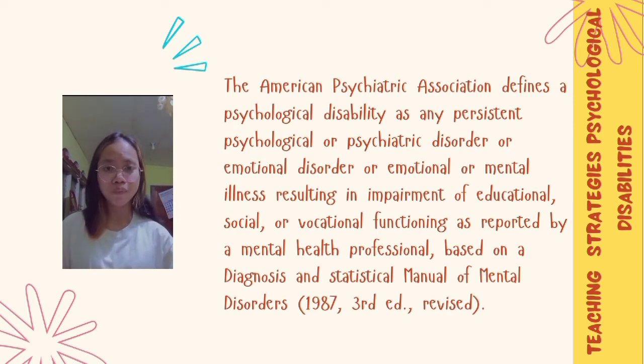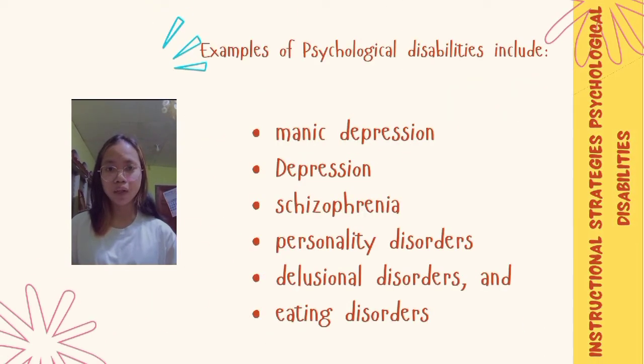The American Psychiatric Association defines a psychological disability as any persistent psychological or psychiatric disorder or emotional or mental illness resulting in impairment of educational, social, or vocational functioning as reported by a mental health professional based on a diagnosis from the Diagnostic and Statistical Manual of Mental Disorders. Examples of psychological disabilities include manic depression, bipolar disorder, depression, schizophrenia, personality disorder, post-traumatic stress disorder, anxiety disorder, delusional disorder, and eating disorder.